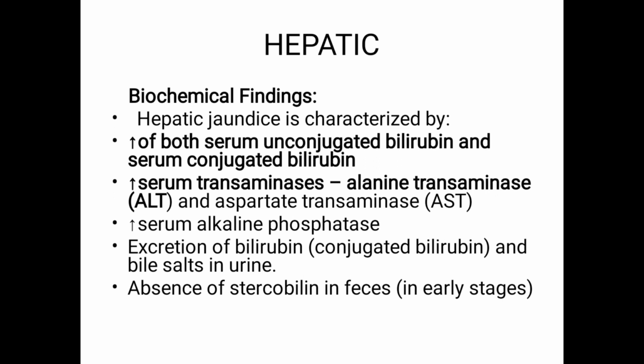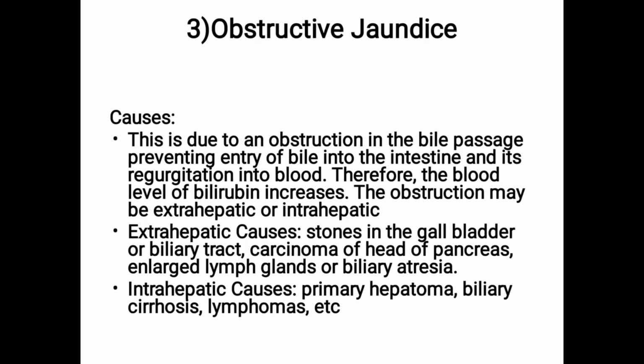Why the absence of stercobilin in feces? Because of partial biliary obstruction, a less amount of bilirubin enters the intestine. There is a biliary obstruction also in hepatic jaundice. So because of the partial biliary obstruction, less bilirubin enters the intestine, and therefore less stercobilin is formed. Also because of hepatocellular failure, the amount of urobilinogen re-excreted by the liver, that is enterohepatic circulation, is decreased.